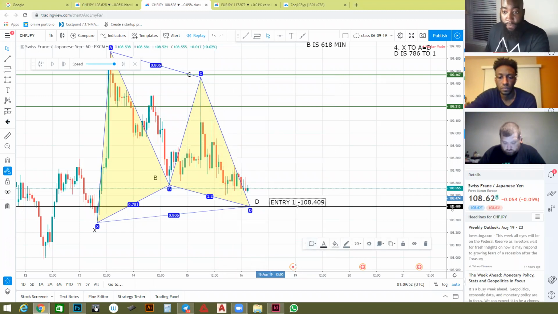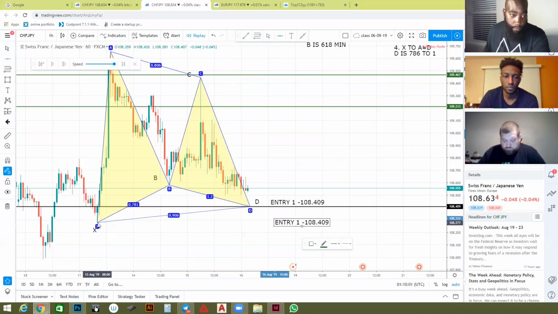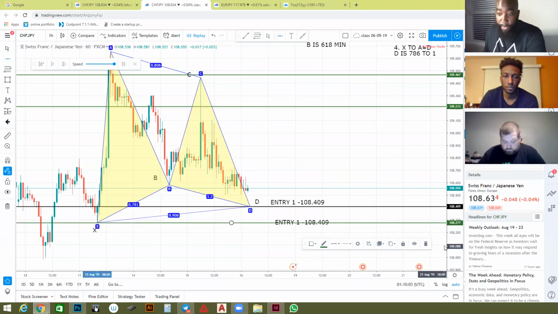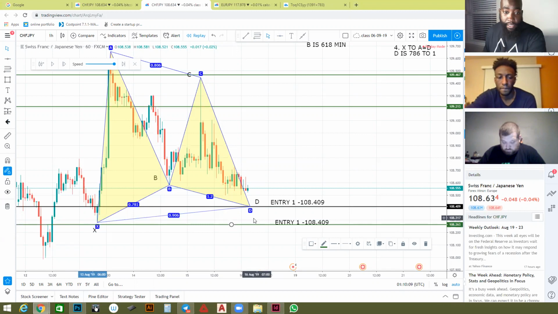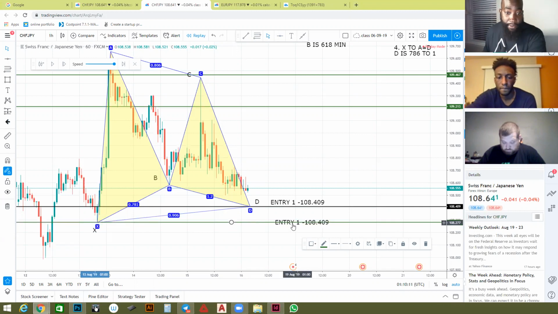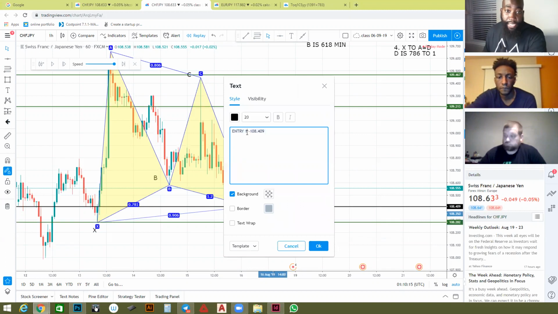Now you see this 108,409 right there, right where I had my D lined up. So it might say entry 2 right at X. So entry 2 would be at 108,277. Now the reason why it would do that is because you know that price can come back down to X and it's still fine. But if it takes off at the first entry, that's fine also. I mean, just be in the trade. But know that if price was to take a little dip and go to the other one, you're fine with that too.